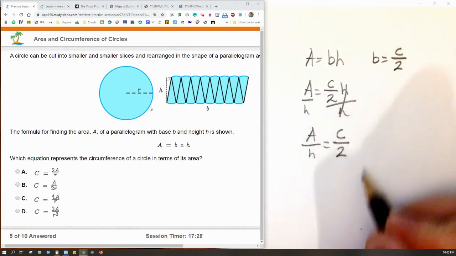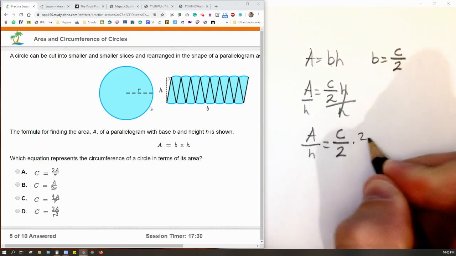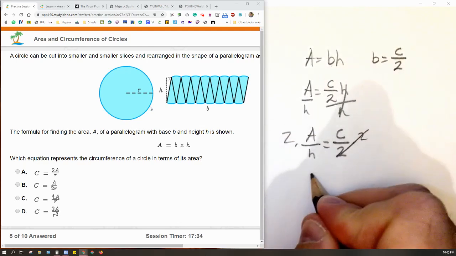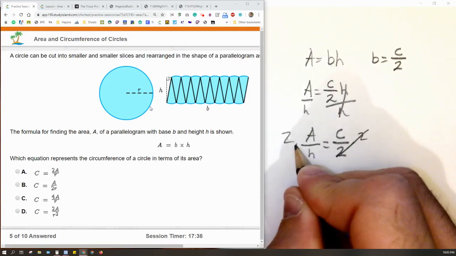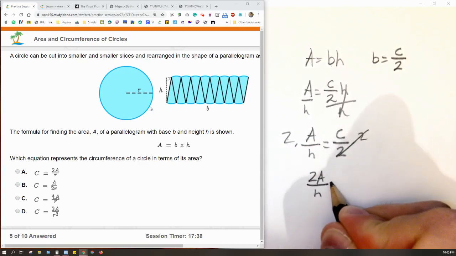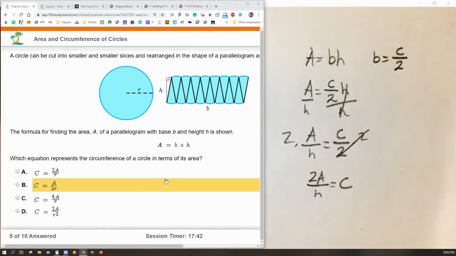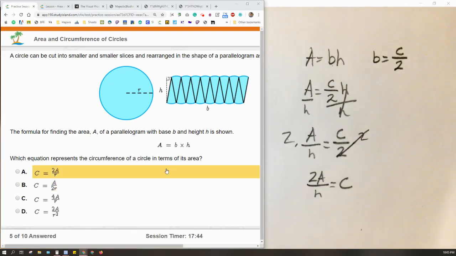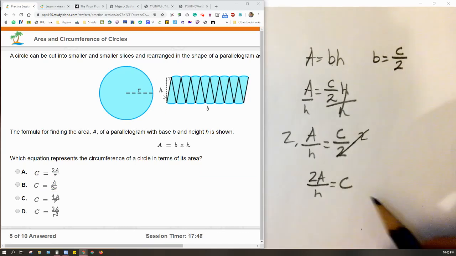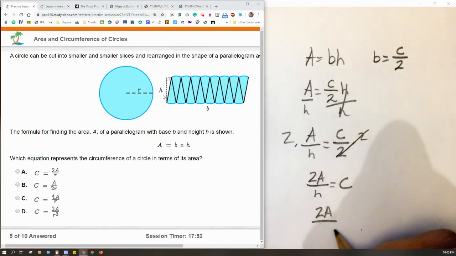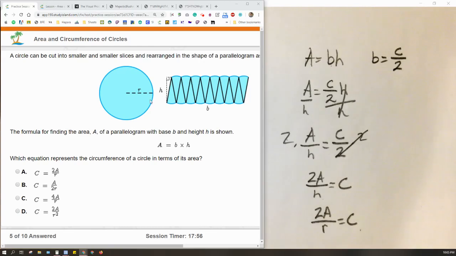Well, what if I still want to solve for circumference? I have to multiply by 2 on both sides. Cancels the 2 out. Do it to one side, do it to the other. So 2 times A, divided by the height, is equal to the circumference. So which one says the circumference is 2 times the area divided by the height? Oh, let's not forget, the height was the radius. So I just replaced that H with an R. 2 times the area divided by the radius equals the circumference. And we get what we're looking for.